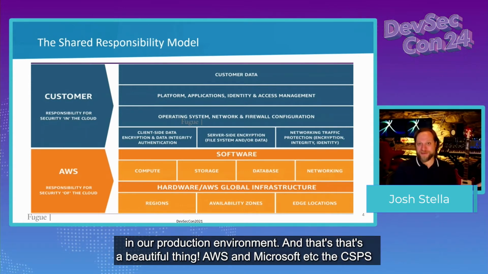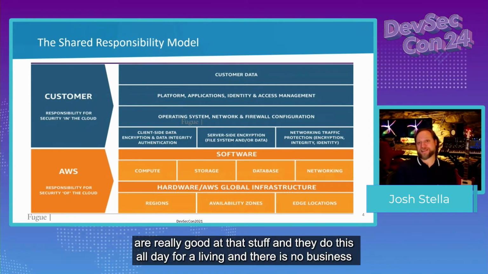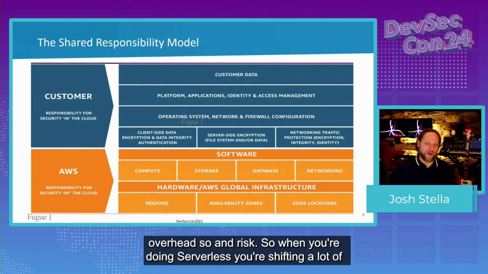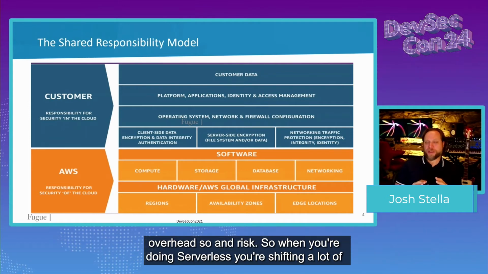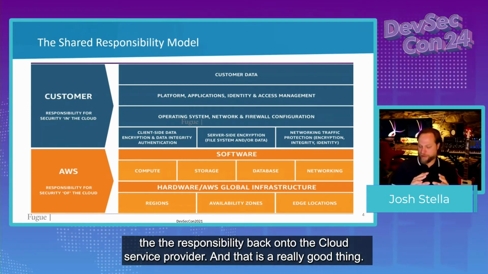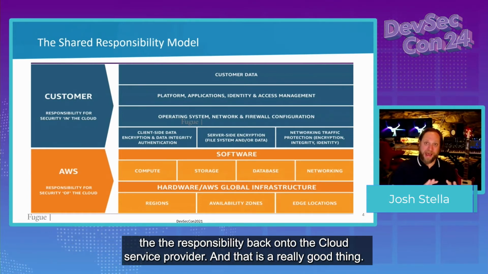AWS and Microsoft, et cetera, the CSPs are really good at that stuff, and they do this all day for a living. And there is no business benefit to me, to Fugue, for maintaining operating systems. It doesn't do anything for us. It's just overhead, and risk. So when you're doing serverless, you are shifting a lot of the responsibility back onto the cloud service provider, and that is a really good thing.